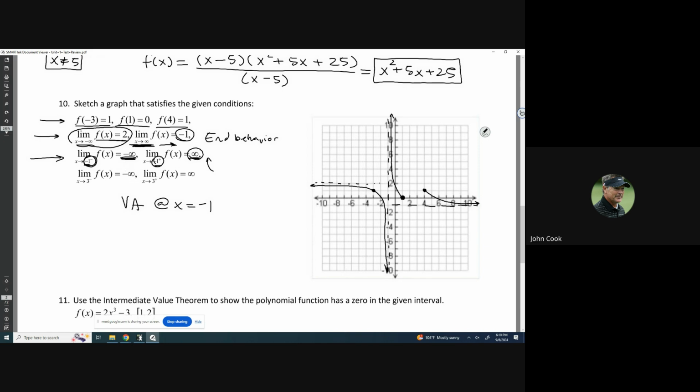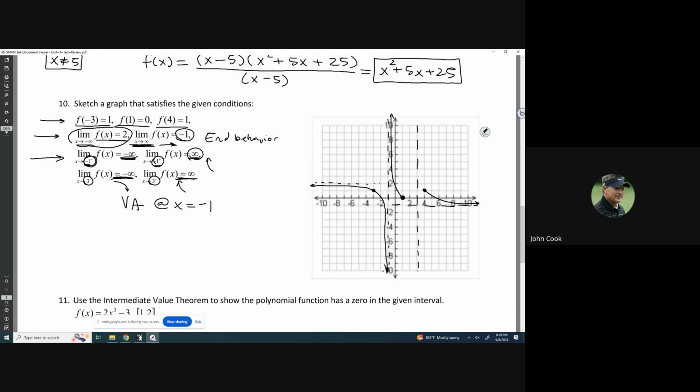Oh, and then the next one, it's the same kind of thing. It looks like it's centered around 3. So on the left-hand side, it's going to -infinity. And then on the right-hand side of 3, it's going to +infinity. So it looks like this on the left-hand side, and then this on the right-hand side. So that means that, again, at 3, we've got a vertical asymptote. So 3 is going to have a vertical asymptote right here.